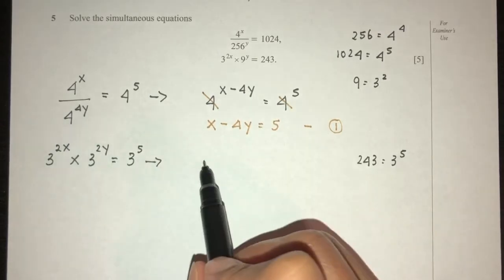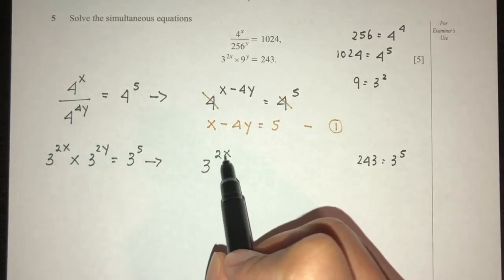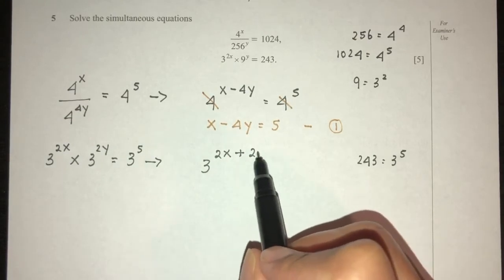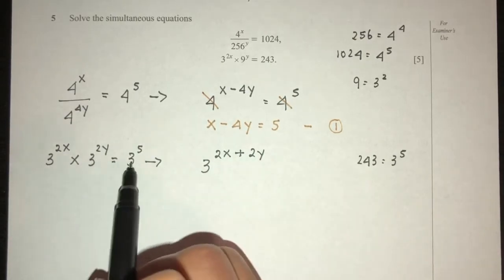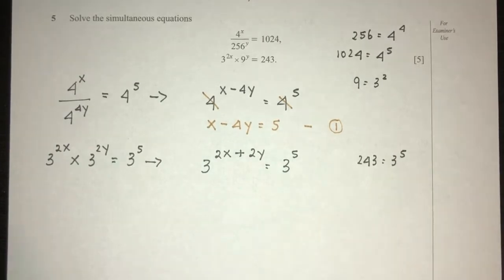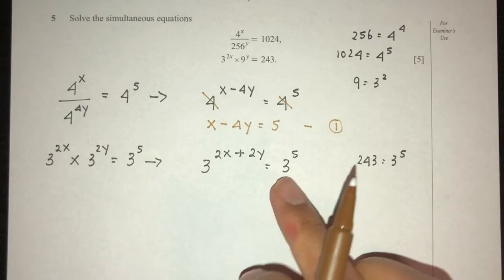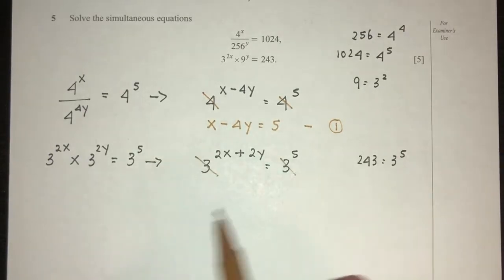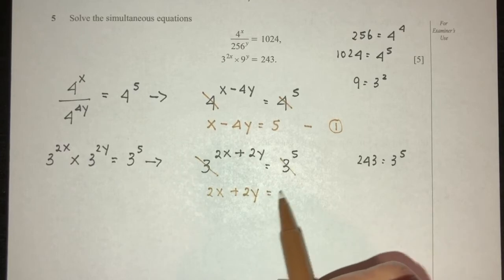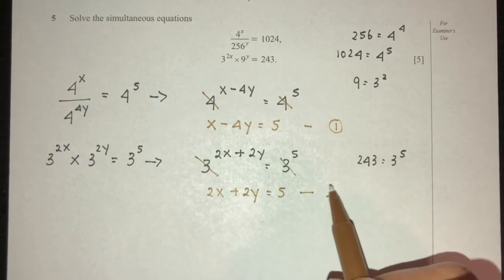That will become 3 power 2x. Here we have multiply, so we can bring the power up, plus 2y, because all the bases are the same, we can do that, okay? Now on this side we have 3 power 5. Because the bases are the same here, we can just cross it out. You will have 2x plus 2y is equal to 5. That is equation number 2.